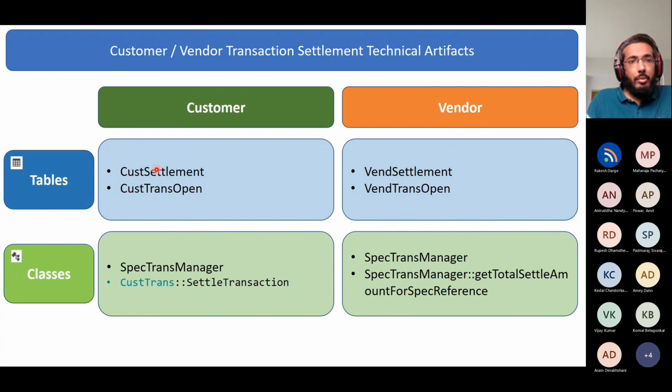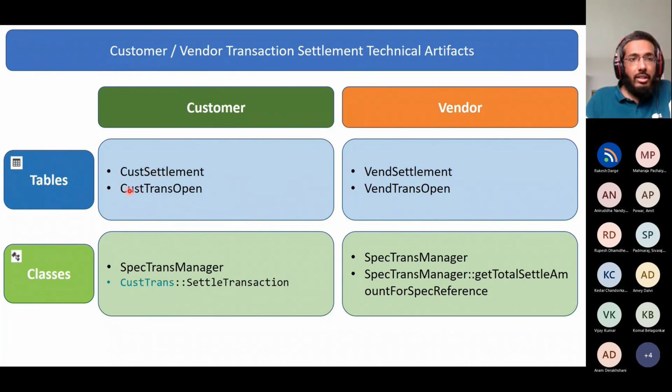Now, the difference between the CUS trans open and CUS settlement is that whenever the invoice record or the payment record or any transaction of customer or vendor has not yet been settled, it will be reflecting under this CUS trans open table. But as soon as you perform the settlement of it, as in you attach the opposite invoice of it, either payment has been settled against invoice, or the credit note has been settled against an invoice, or the payment can also be settled against a reversal of a payment. So the payment can be reversed. As soon as that settlement activity happens, the record automatically gets transferred to the CUS settlement table.